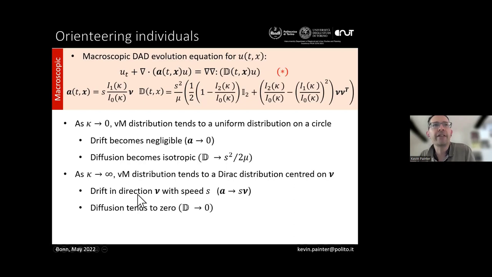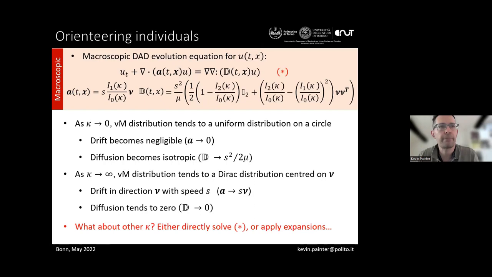If instead the concentration parameter goes to infinity, the von Mises distribution tends to a Dirac distribution centered on my dominant direction. We get a macroscopic drift in the direction of nu with speed s, and the diffusion tends to zero. So we go to a pure drift limit. Again, it gives you the behavior that you would expect.